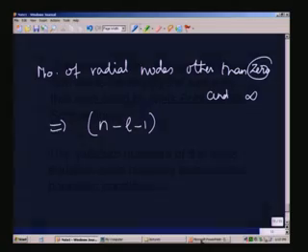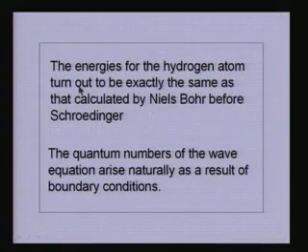Okay. Before I do the graphical representation, I would also want to point out this, namely the energies for the hydrogen atom, that is the E that you calculate, which is part of the radial equation.